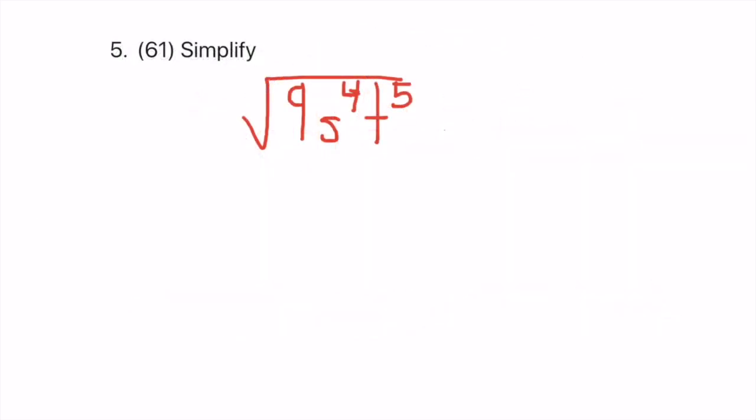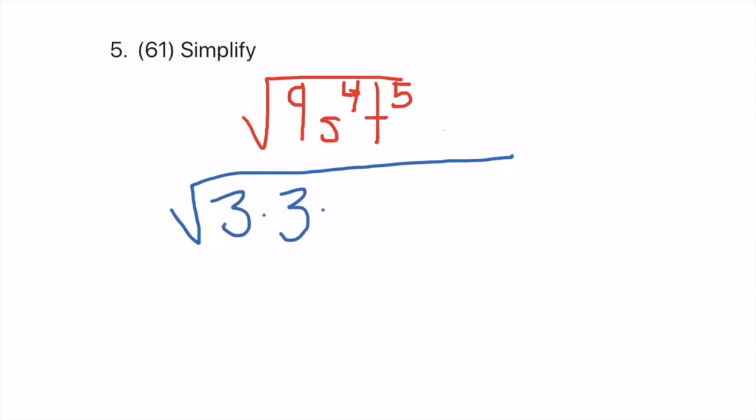Number 5 is from lesson 61, and they want us to simplify. So one way you can do this is just write out the prime factorization of everything. So 9, we have 3 times 3. S to the 4th, that means there are 4 s's. And then there are 5 t's.